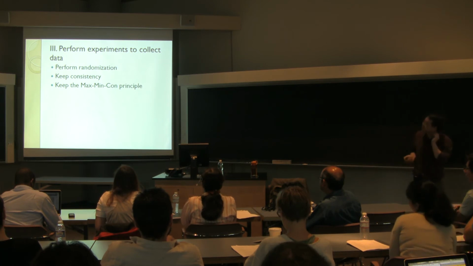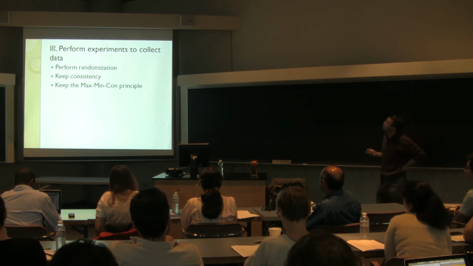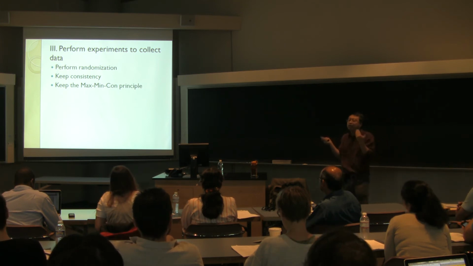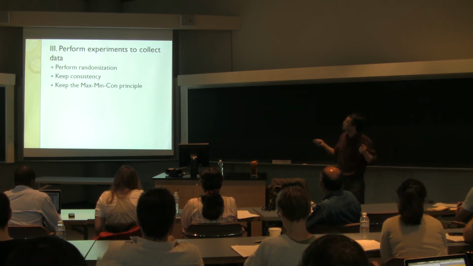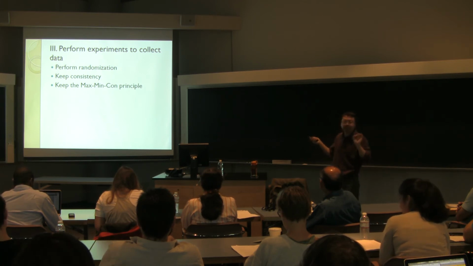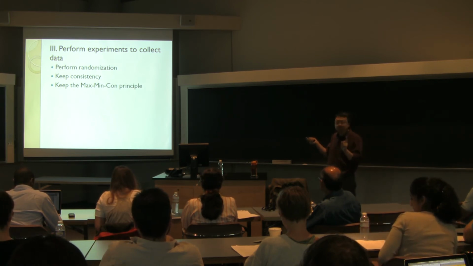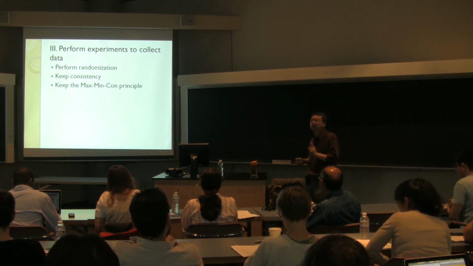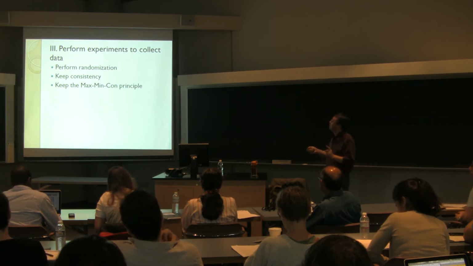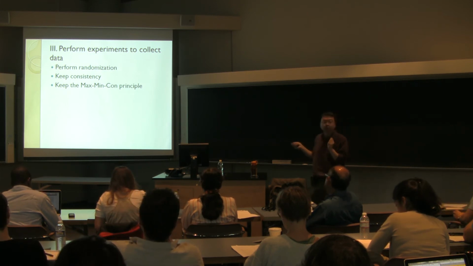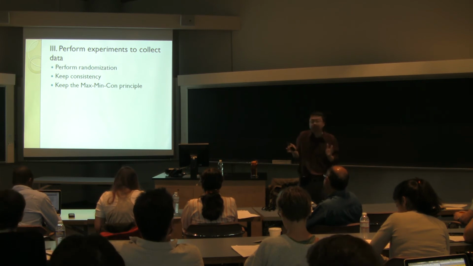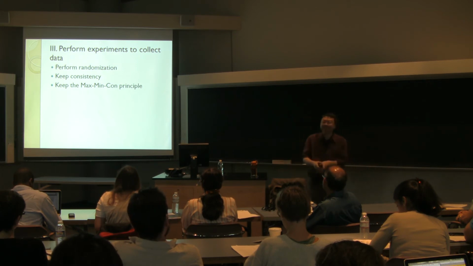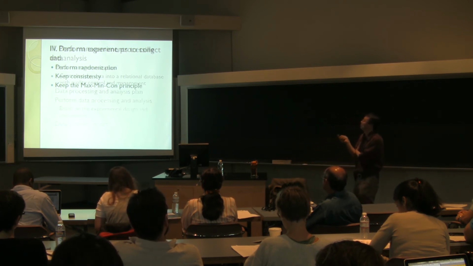Okay, that's step 2. And then the other steps I will be brief. I don't have much time. Step 3 is to perform the experiment to collect your data. Just keep in mind these 3 principles. One, perform randomization if you can, and also keep consistency. Whatever you do, because you are trying to reduce the error of the dependent variable, keep consistency in doing things, and keep in mind the max-min-con principle during the implementation of the experiments. Okay, do not forget that. So you have to keep all these principles in mind.